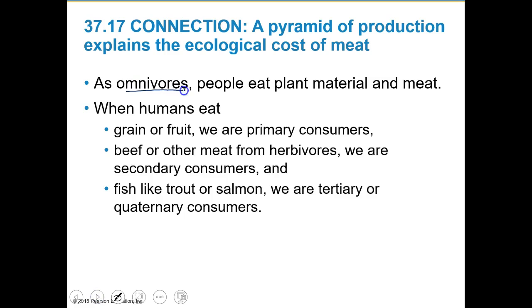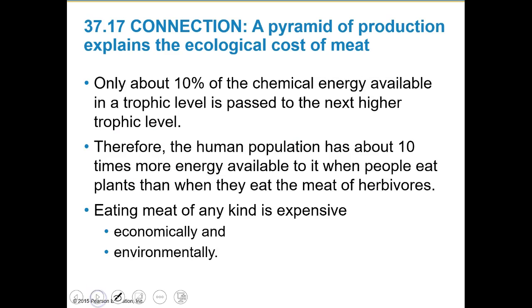So as omnivores, people eat plant material and meat. So when humans eat grain or fruit, we are primary consumers. If we eat beef or other meats from herbivores, then we're secondary consumers. If you eat fish like trout or salmon, we're a tertiary or even a quaternary consumer. Okay, so that's the way we range.